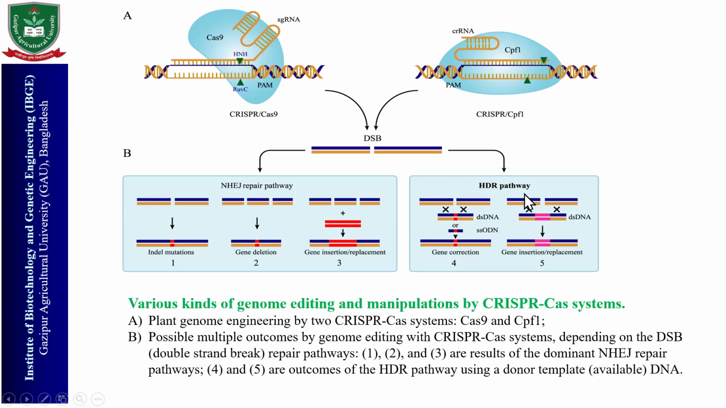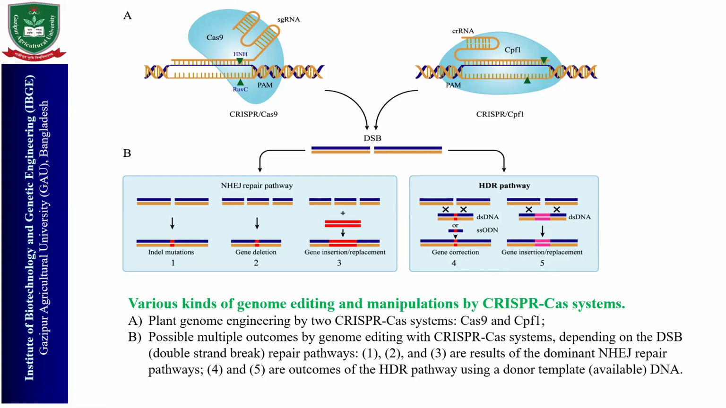But on the other side, with homology-directed recombination, you can put in the double-stranded DNA which you want to add. So a particular gene correction can be done with a synthetic new gene, or even a new gene insertion, which we do with Agrobacterium tumefaciens-mediated transformation. We can do it. And not only that, we can even do chromosome-level engineering using the CRISPR-Cas system.